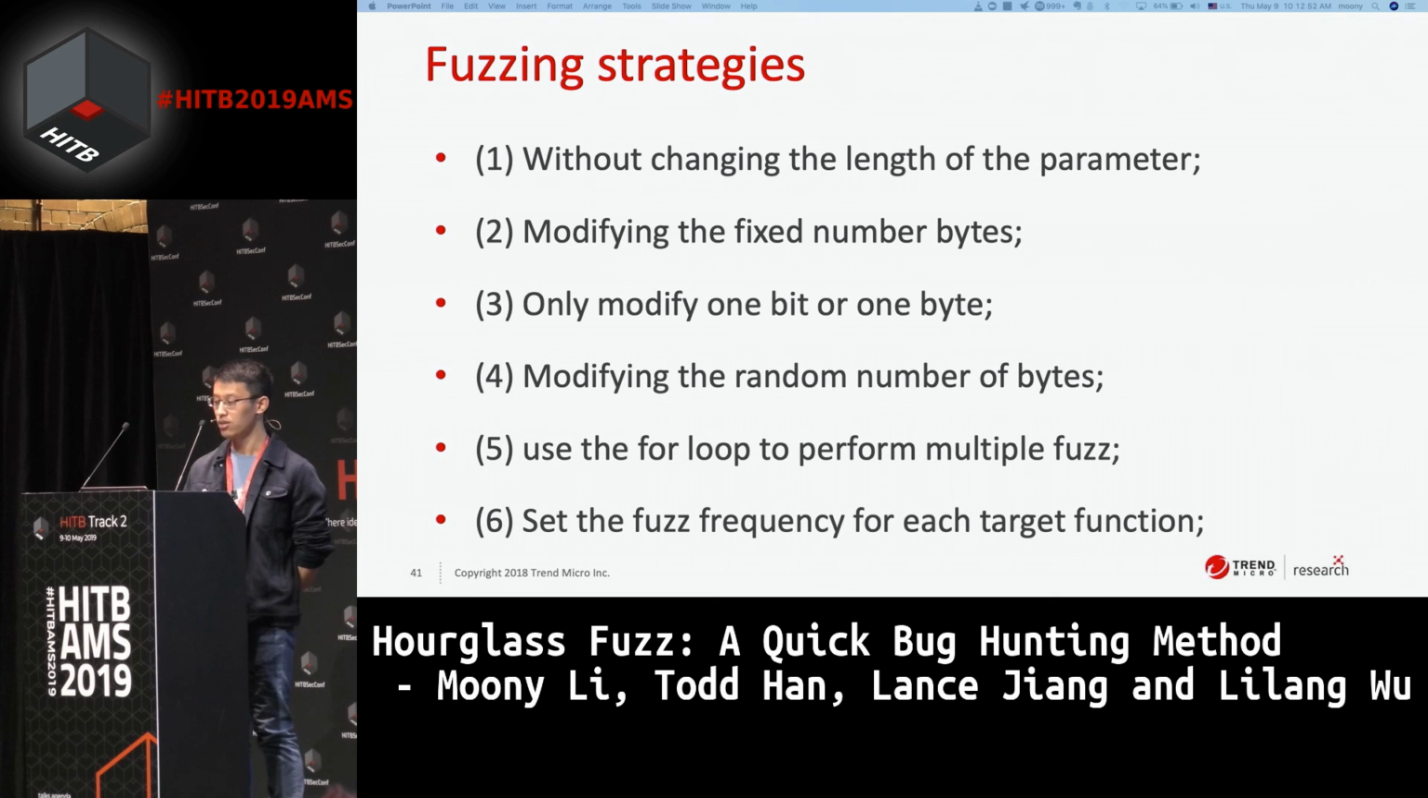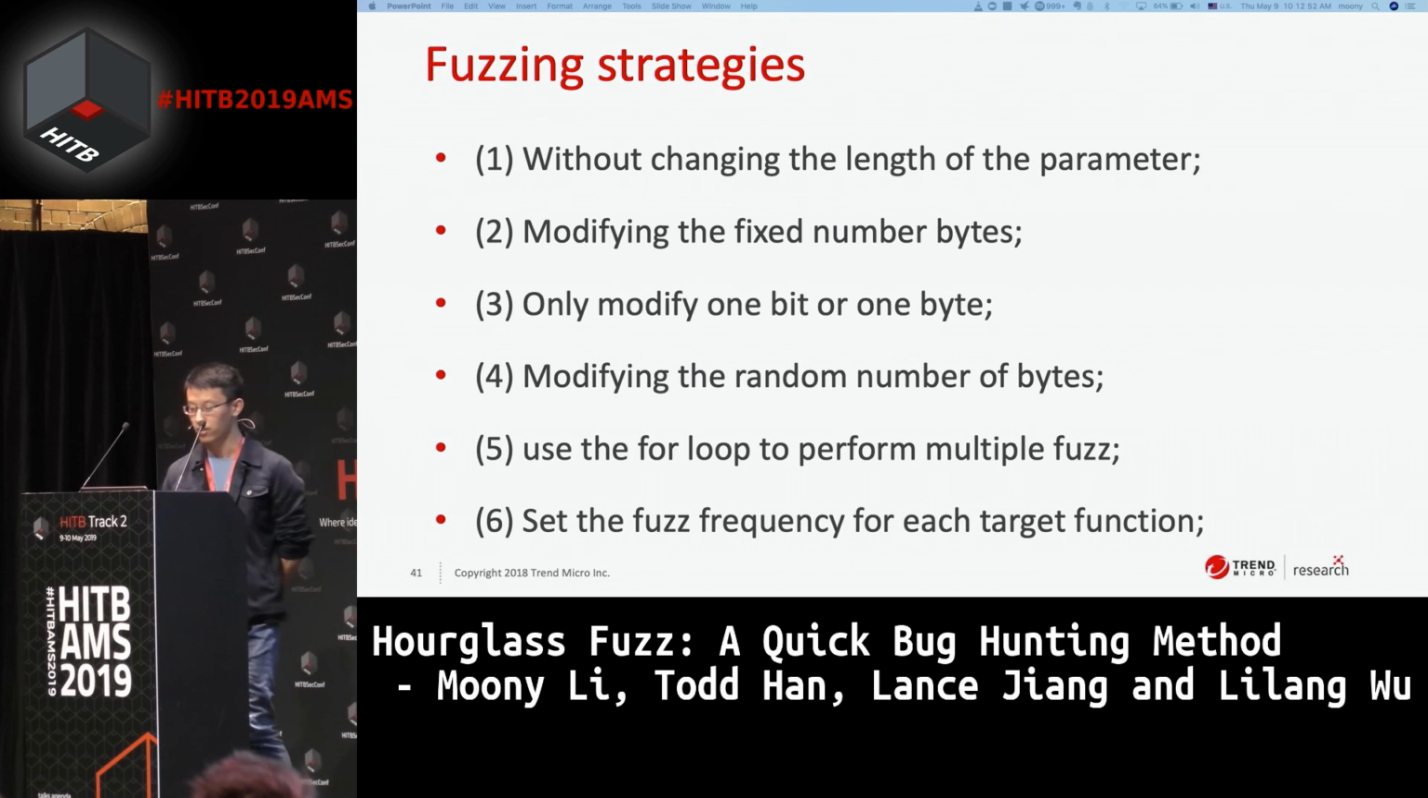After having the kernel interceptor and the fuzzing trigger, we need the fuzz strategies as follows. Number one, without changing the length of the parameter. Number two, modifying a fixed number of bytes in the parameter, for example, modifying 1/8 of the bytes in the parameter. Number three, only modifying one bit or 1 byte in the parameter. And number four, modifying a random number of bytes in the parameter.